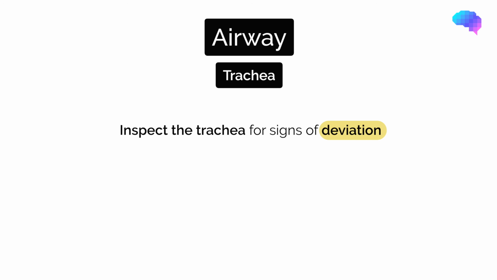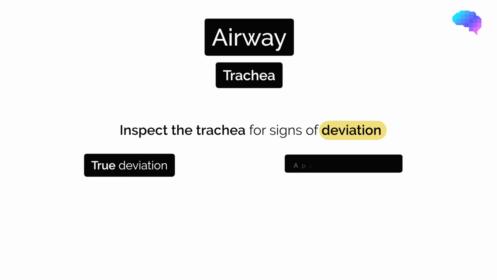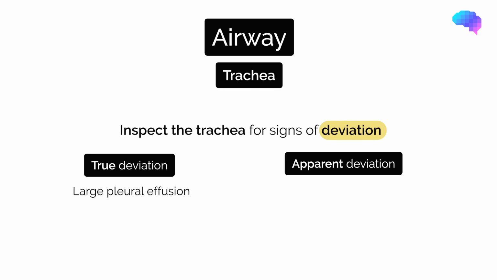Broadly, this can be broken down into true deviation and apparent deviation. True deviation, that is deviation caused by pathology, can be the result of a large pleural effusion, a tension pneumothorax, and lobar collapse. In the case of a large pleural effusion and tension pneumothorax, the trachea will deviate away from the site of pathology. In contrast, with lobar collapse, the trachea will be pulled towards the side of the collapse. In any case, tracheal deviation suggests serious underlying pathology and should be immediately escalated.